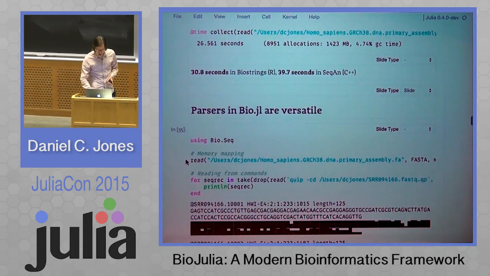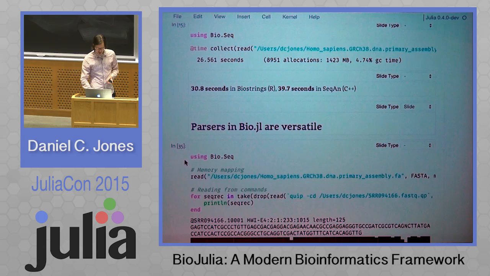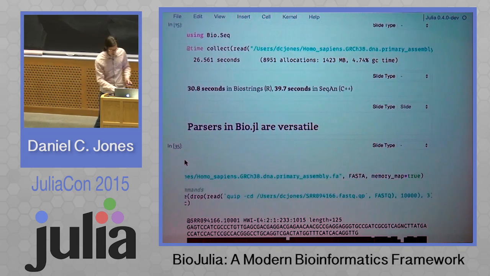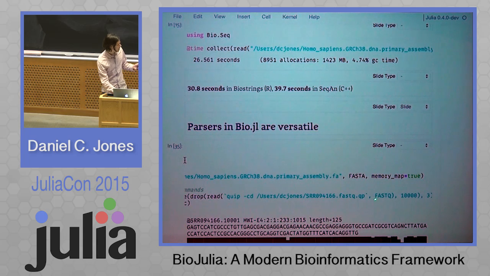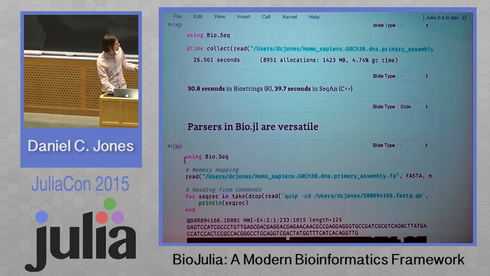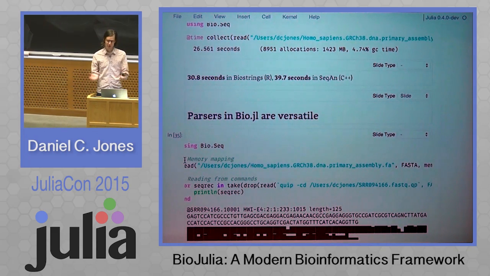They're also quite versatile. We have some nice features. You can read stuff like a regular file, but you can also memory map things. You can read things from commands. Here I've compressed some file with my own compression algorithm, but I don't have to write Julia bindings because I can just read it from a command.